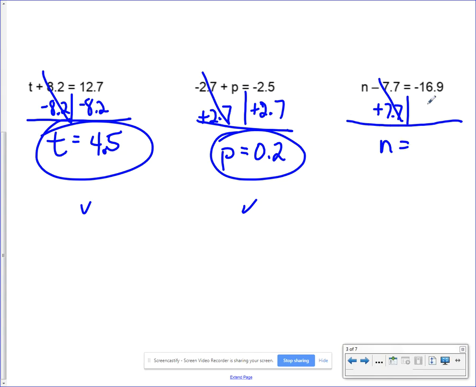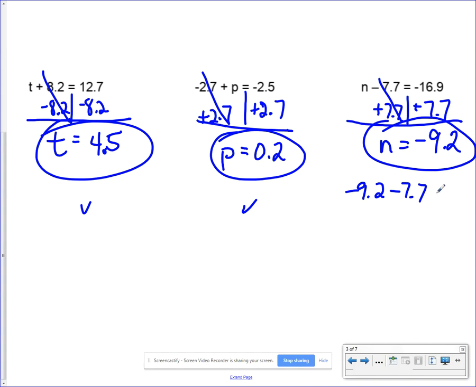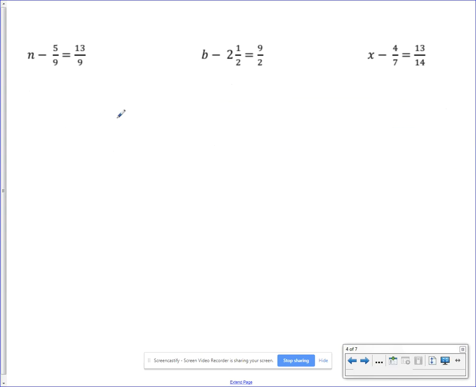That goes to 0. Over here, I'm left with -9 2/10. Check it out. -9.2, subtract 7 7/10. Yes, I get 16 9/10. Oh, we can't forget about fractions. Nope. Go ahead. This wipes out and goes to 0, and n plus 0 is n.